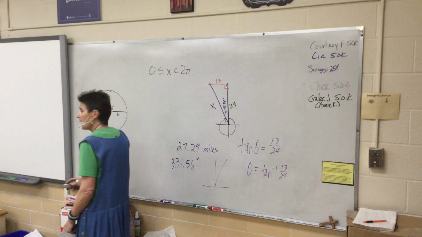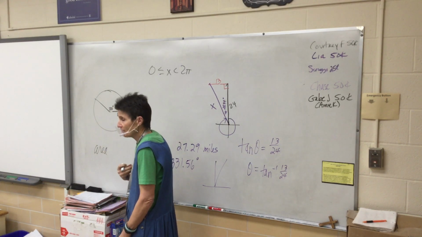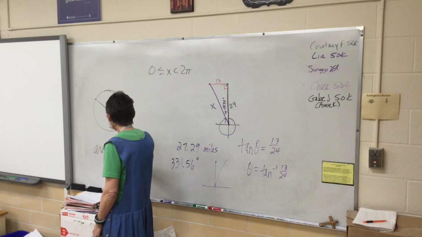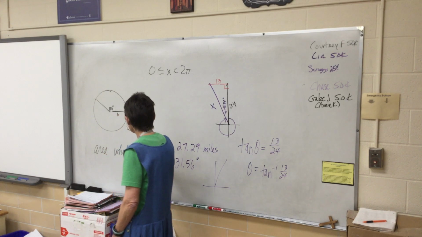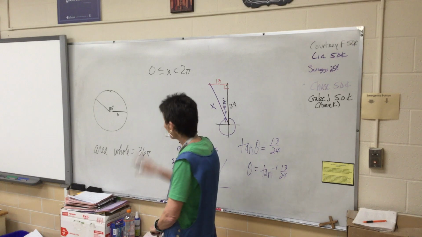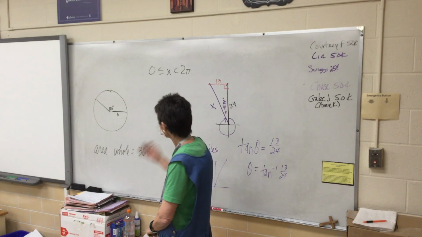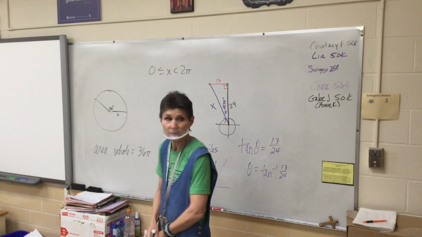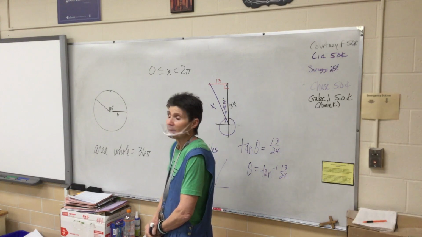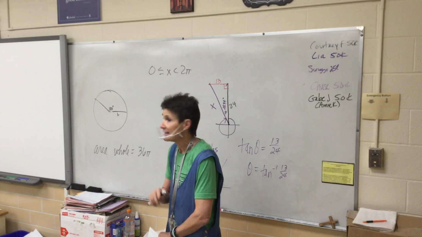Now, my preferred way, this is my personal favorite way, you don't have to use it, is this. I know that the area of the whole is 36 pi, because the area of a circle is pi r squared, right? So if I ate that whole pie, I would be eating 36 pi square inches, or whatever the unit is, right? But I'm not eating the whole pie. I'm only eating a chunk of it, right?